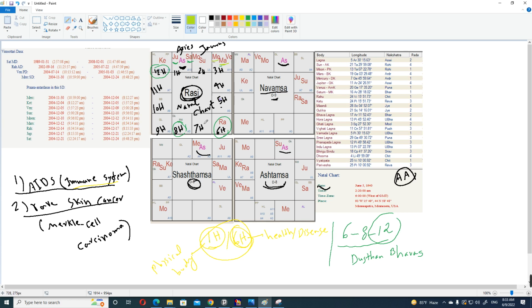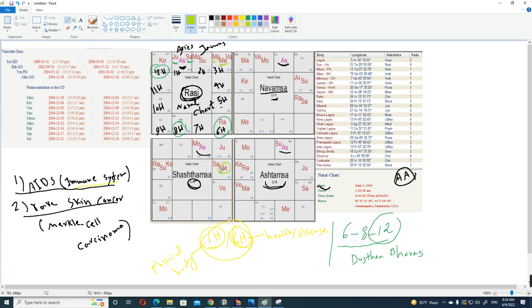Another thing that we should do for checking the true strength of Mars, that is the ruler of the ascendant, is to check Navamsha and Shashthamsha, that is for disease. In Navamsha, Mars is placed in Pisces. There is no weakness for it in Navamsha. But in Shashthamsha, D6, the divisional chart of disease, look where Mars is positioned. Aries, Taurus, Gemini, Cancer.